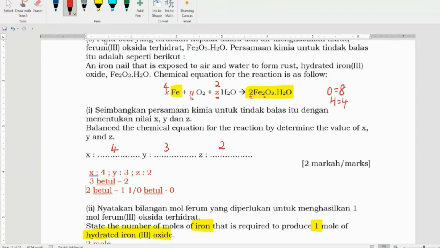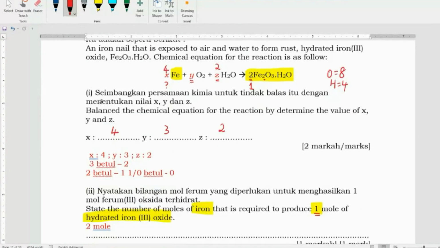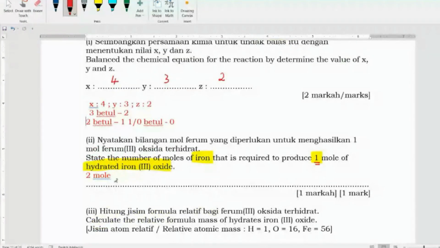Let's say now the question asks you, if here is 1, so what is the value of here? 2 to 4 means double. 1 will be 2. Okay, right, 2. So 2 moles. Okay, correct.